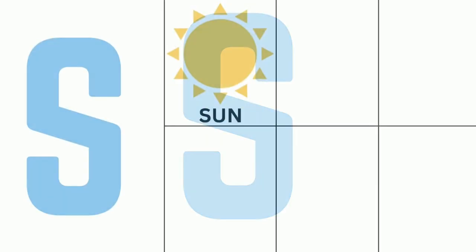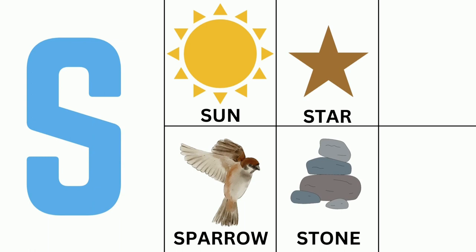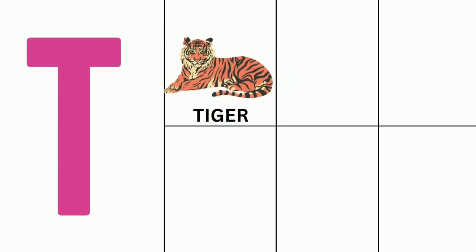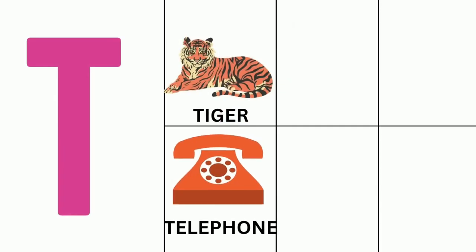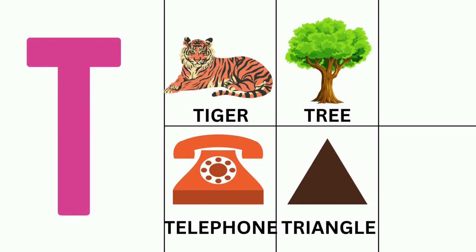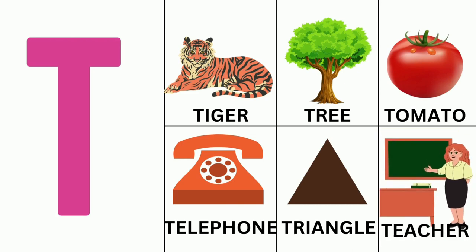S. Let's learn the word starts with S. S for sun. S for sparrow. S for star. S for stone. S for sugar. S for soldier. T. Let's learn the word starts with T. T for tiger. T for telephone. T for tree. T for triangle. T for tomato. T for teacher.